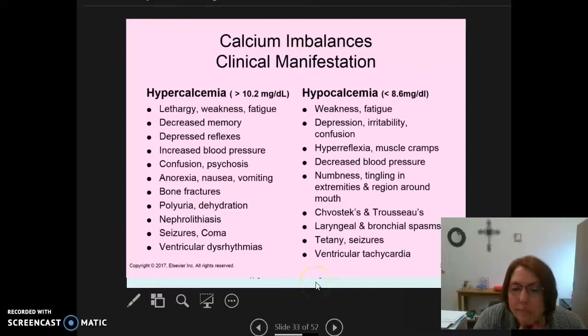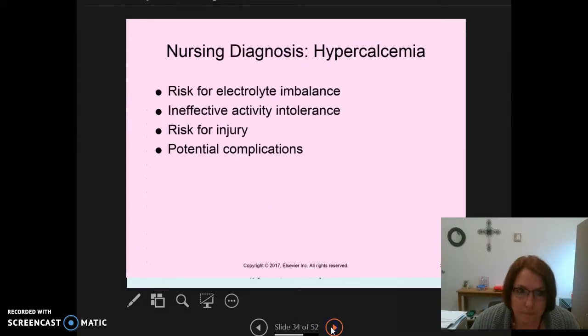Laryngeal and bronchial spasms. Okay, that's a big thing with somebody that has had surgery and is showing signs of hypocalcemia. Tetany and seizures, and then ventricular tachycardia, which is a very bad dysrhythmia that can lead to death. It means that the heart is extremely irritated.